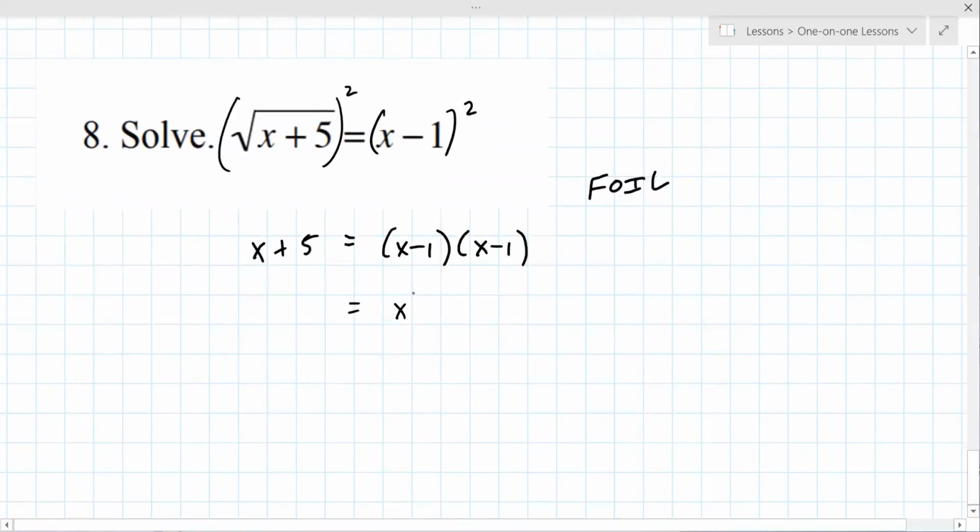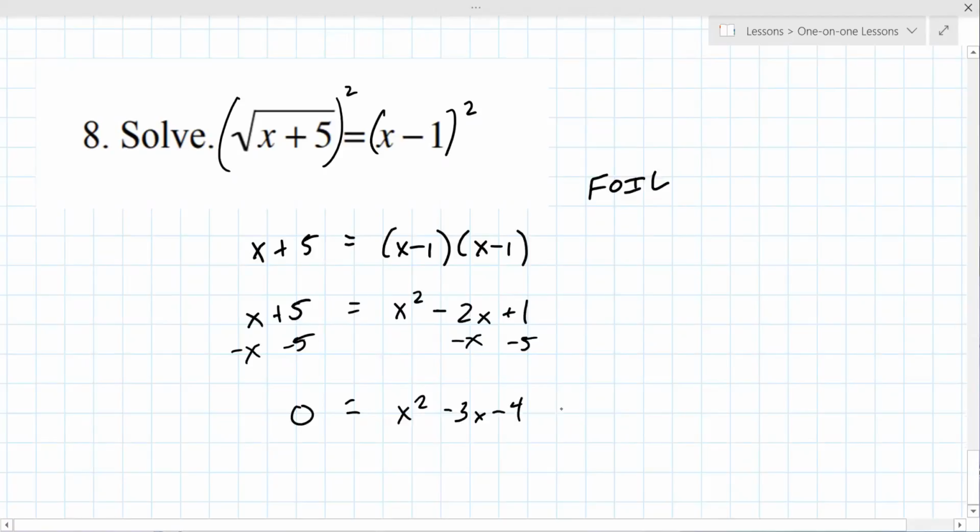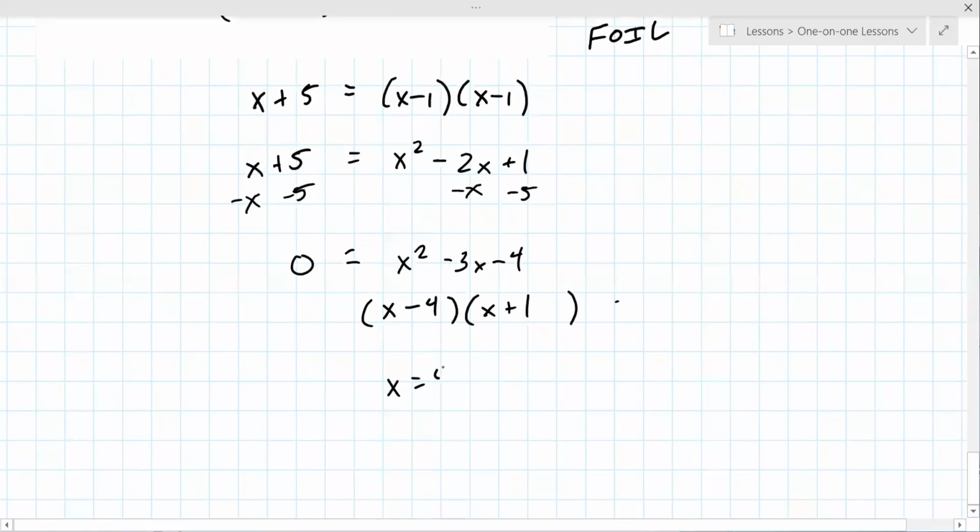So FOIL here, you get x squared minus x, so minus 2x plus 1, x plus 5. We're going to move everything to the right. So on the right here, you get x squared minus 3x minus 4. You factor this, x minus 4, x plus 1, and you get two solutions. You find that x is either 4 or x is minus 1, but they might be extraneous.